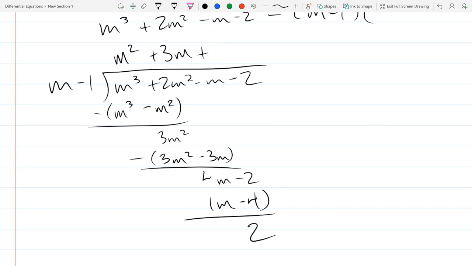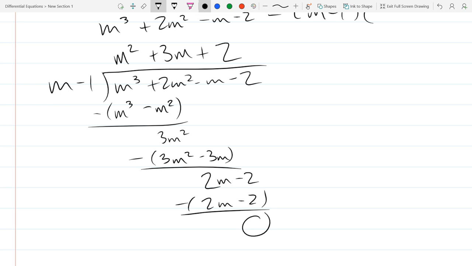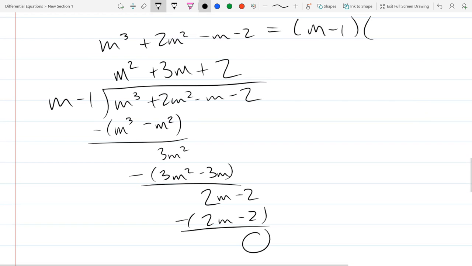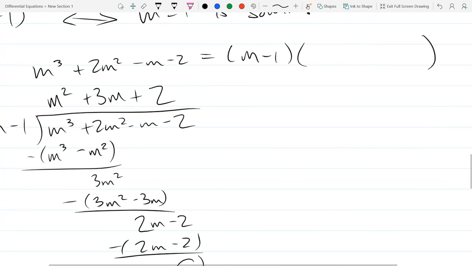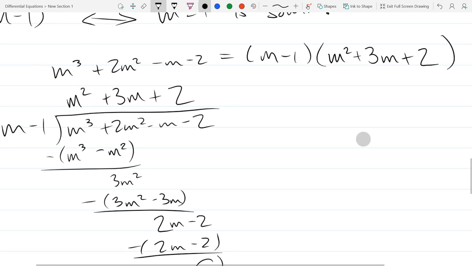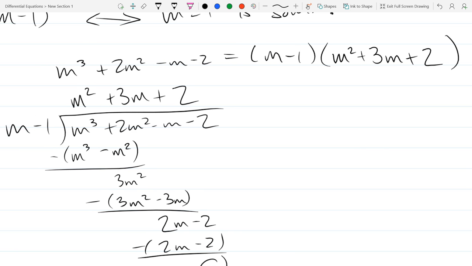So let's unmake that. I think that should be a two. And now we get plus 2, 2m minus 2, subtract, 0. All right, that's how your division should go. So we just factored our cubic into a quadratic times a linear, or a second degree times a first degree. Hopefully. At worst, you can complete the square or use the quadratic formula if they're not going to factor in a nice way.